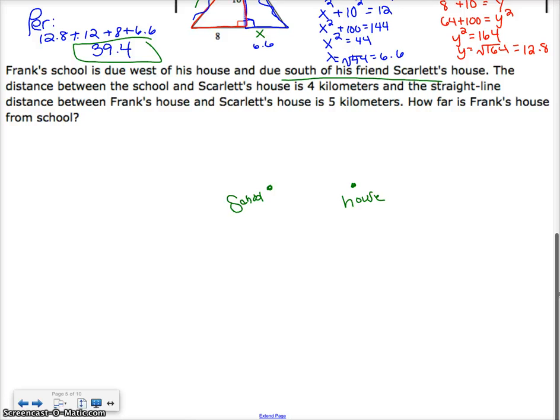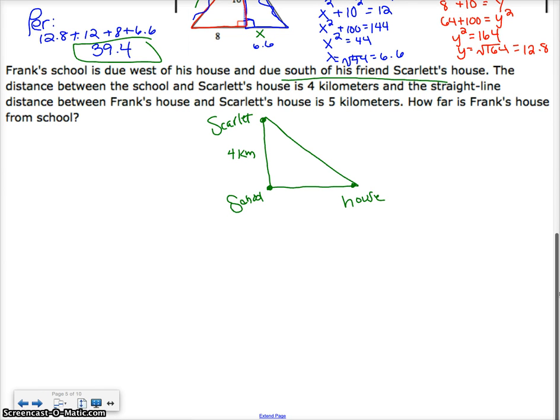And due south of Scarlett's house. So that means that his school is south of Scarlett. That means Scarlett is north of the school. Do you see your vertices for a right triangle? Do you see them? Yes. Can you envision that right triangle? I can too. There we go. Now I can just fill in blanks. The distance between the school and Scarlett is 4 kilometers. So 4 kilometers from Scarlett to school.